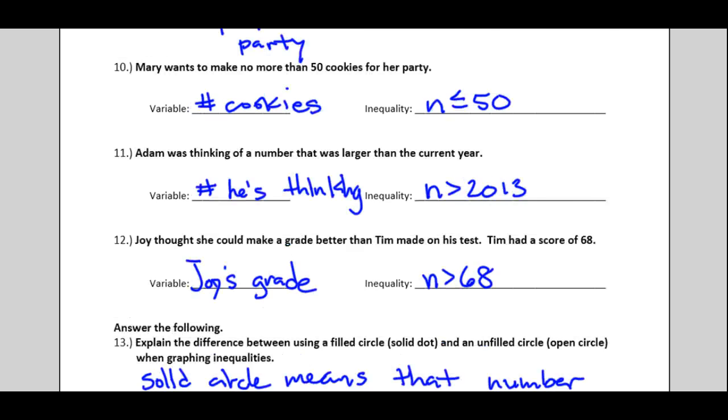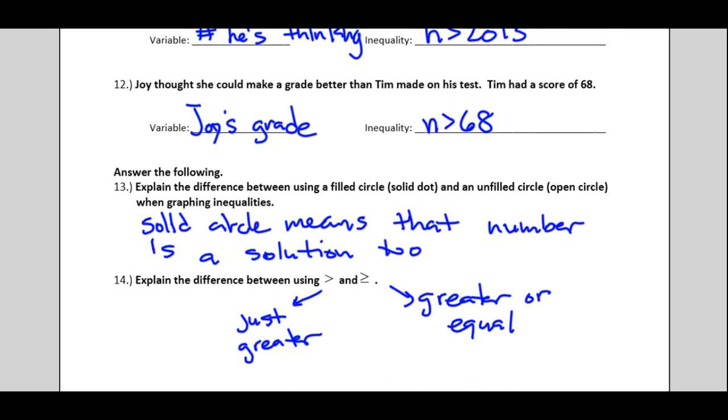Okay? And then just a couple quick checkup questions. Once again, you might have worded it a little different. But 13 says, explain the difference between using a filled circle, which is a solid dot, and an unfilled or open circle. I just put the solid circle means that number is a solution too, right? When you color it, it means that number is an answer too. This means it's not an answer.